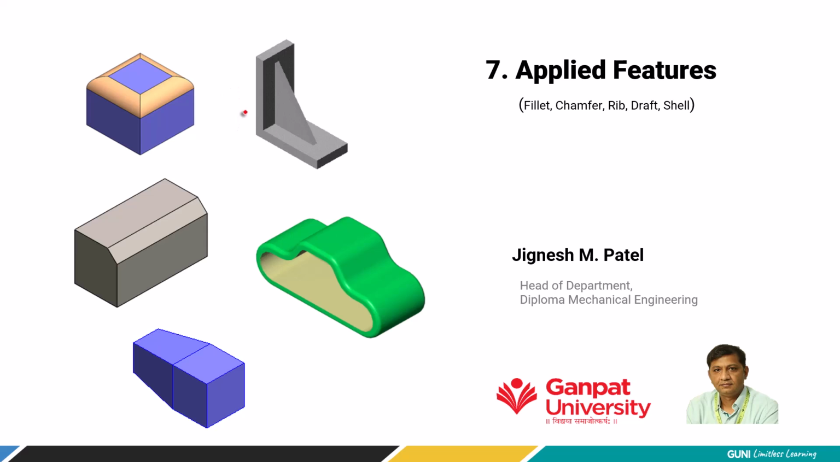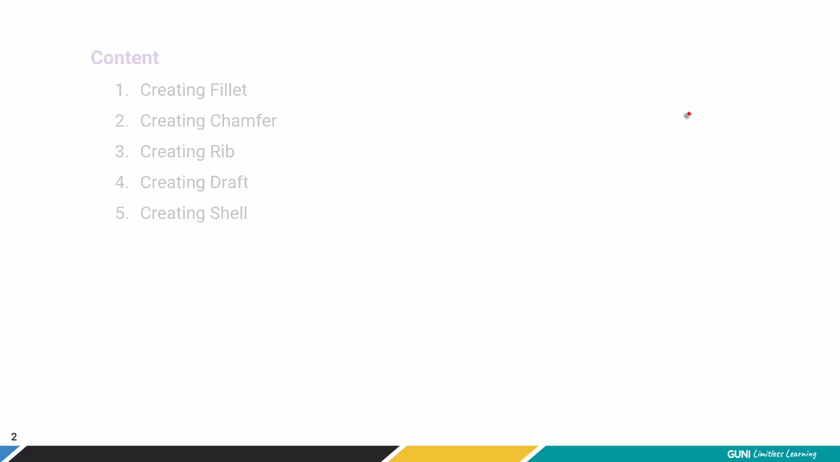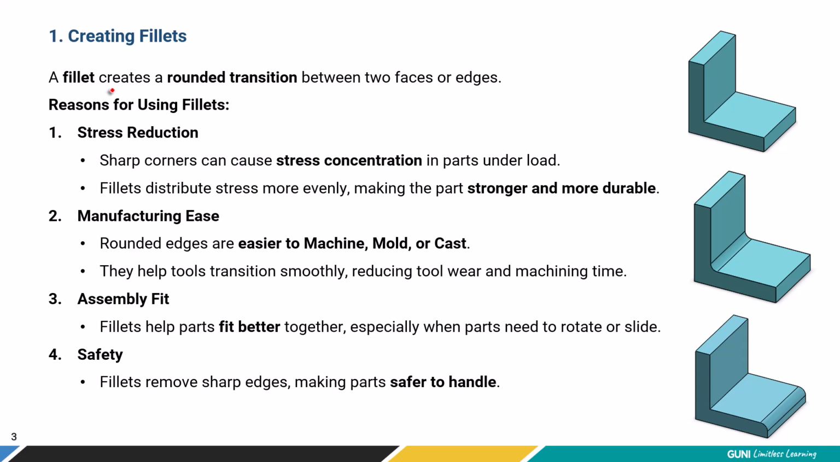In Module 7, we will learn applied features. In this, we are going to discuss fillet, chamfer, rib, draft and shell. Out of these 5, the rib feature only requires a sketch, while the others can be directly applied to the part file. Basically, fillet creates a round transition between two faces and edges.